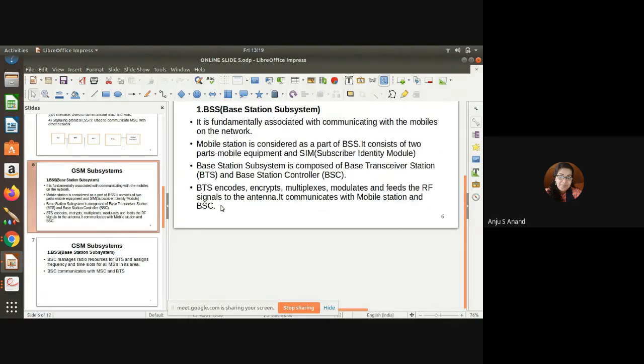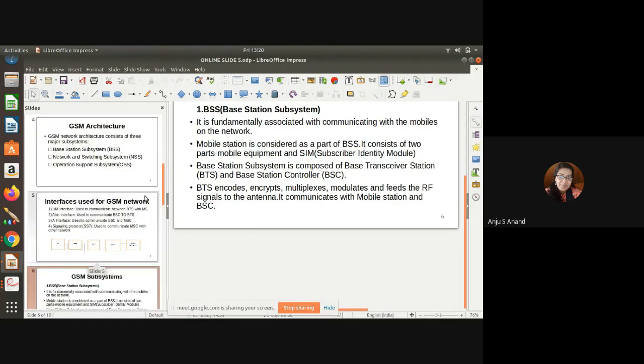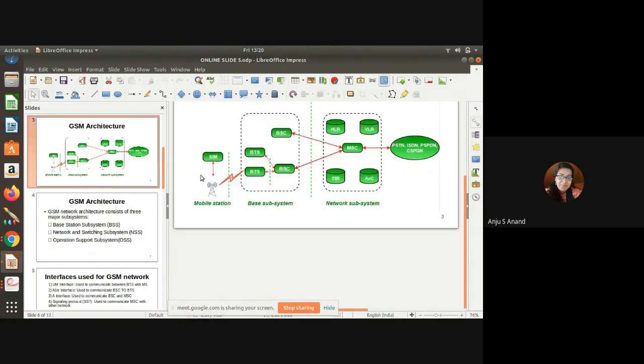So GSM subsystems, what are the different subsystems associated? First is the mobile equipment or mobile station, considered as a part of the BSS, that consists of mobile equipment and the subscriber identity module. Then the base station subsystem consists of the base transceiver station and the base station controller. You can see here the base transceiver station and base station controller, that's two coming in the base subsystem, BSS.